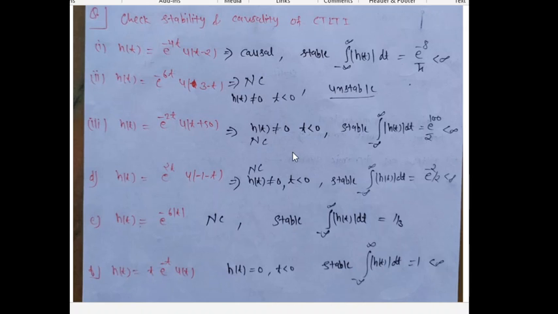Next question is to check the stability and causality of continuous time LTI systems. So the first one, e to the power minus 4t. So this system is causal because s(t) is 0 when t is less than 0. Okay, so this system is causal. This system is also stable because we can integrate this one easily.